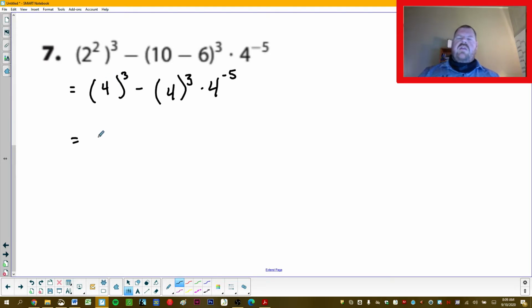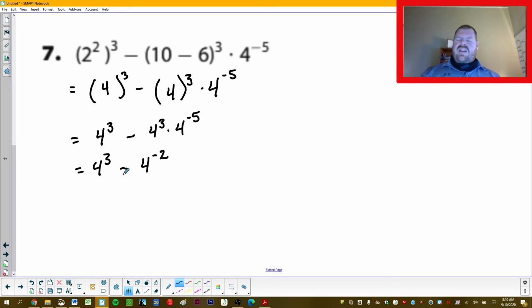So I can get rid of these parentheses out here. I'm not really changing this. I'm just rewriting it a different way. That's 4 to the third power minus. Here I have 4 to the third power. I'm actually going to rewrite that: 4 to the third power times 4 to the negative fifth. And with that, that's a multiplication. Multiplication told us that we wanted to add our exponents together. 3 plus negative 5 is going to give me negative 2.